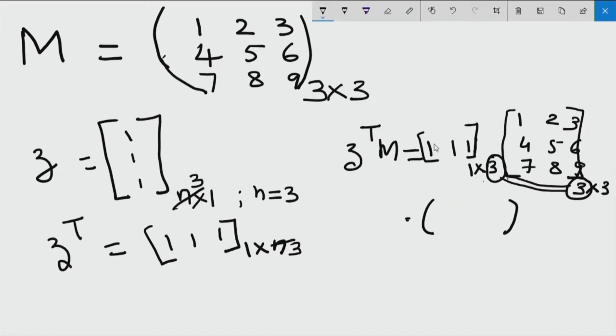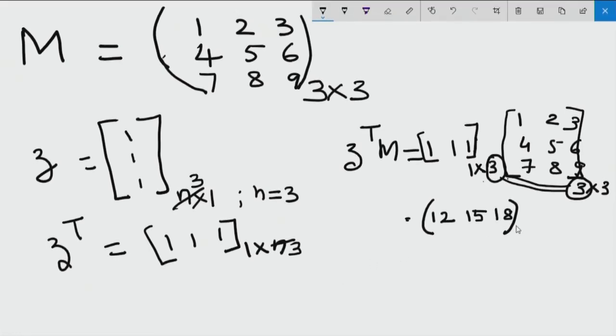The exact values are 1 into 1 plus 1 into 4 plus 1 into 7. That means 1 plus 4 plus 7, that is 12. Next is 1 into 2, 2 plus 5 plus 8, that is 15. Then 3 plus 6 plus 9, that is 18.